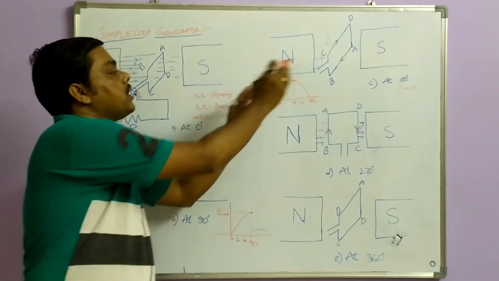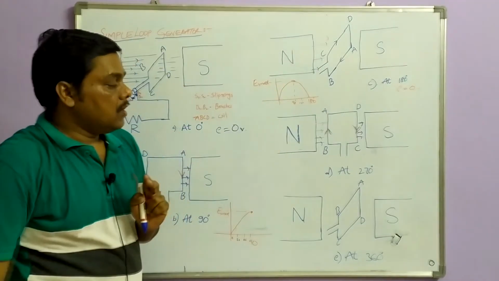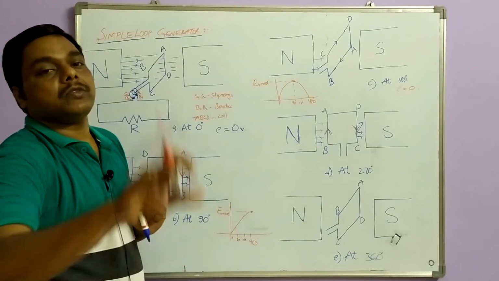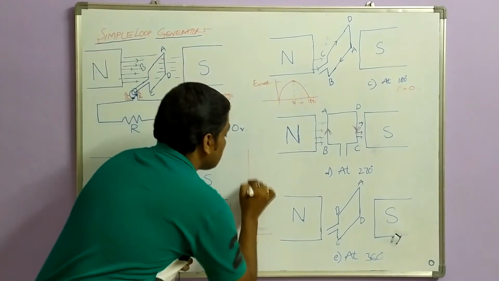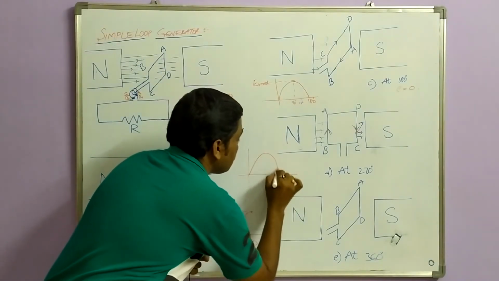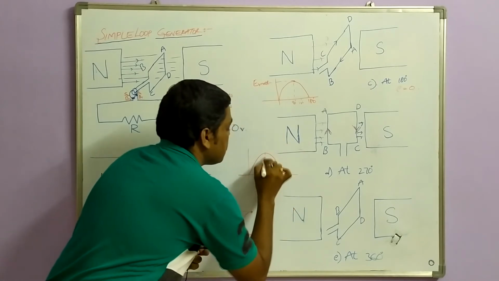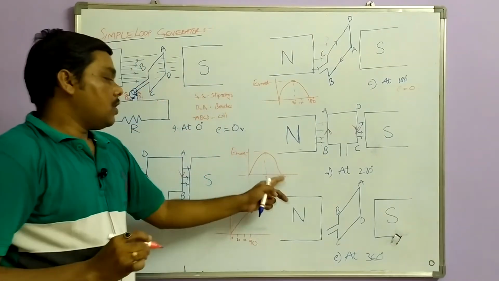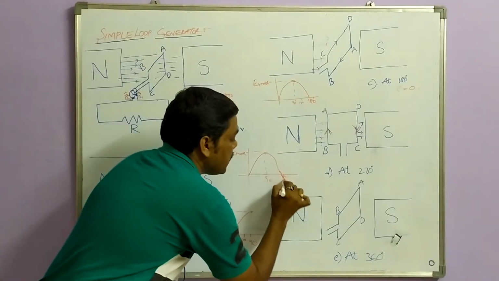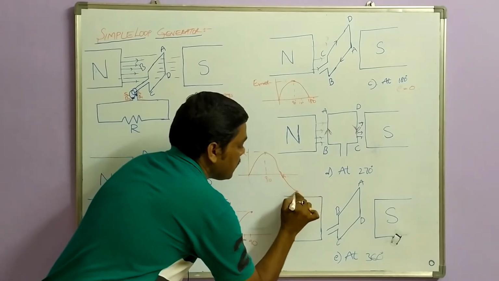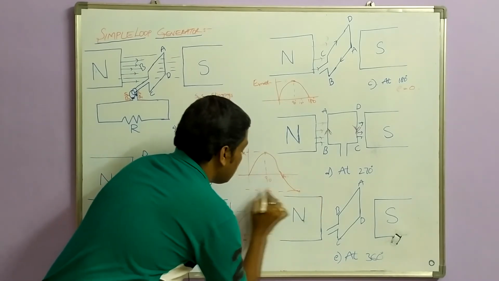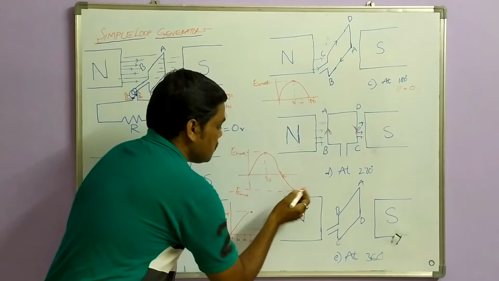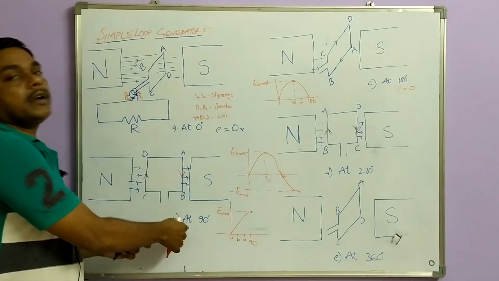Suppose you assume 0 to 180 degrees is the positive cycle. From 180 onwards, what is happening? You are generating a negative cycle. So I will show this. From 0 to 180 degrees, at 90 degrees you are getting a maximum EMF. Now after 180, what is happening? You are getting a negative cycle, which is equal to negative Emax. So why am I saying Emax again? Similar to 90 degrees.